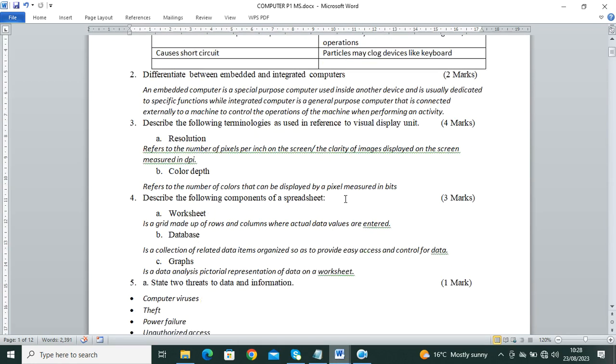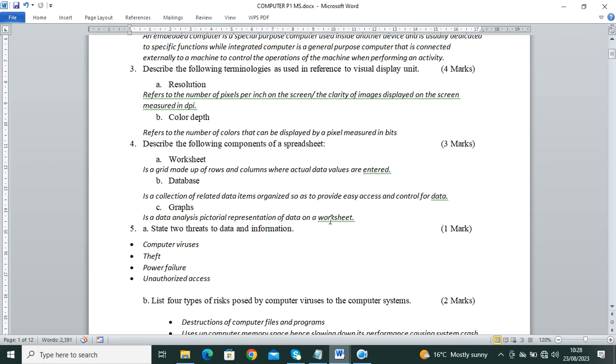So as the examiner goes here, the resolution refers to the number of pixels per inch on the screen, or the clarity of images displayed on the screen measured in DPI. Guys, when you go to a supermarket or in an electronic shop, you realize that there are so many screens displayed there, but if you compare the images displayed, you realize that the images are different, and that's why even the cost will be different.